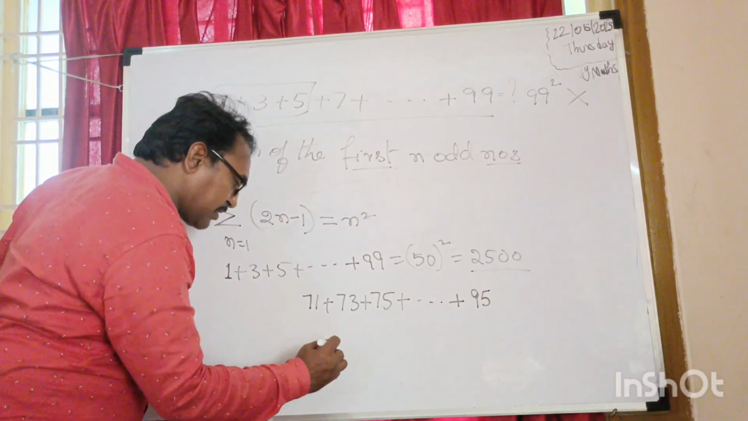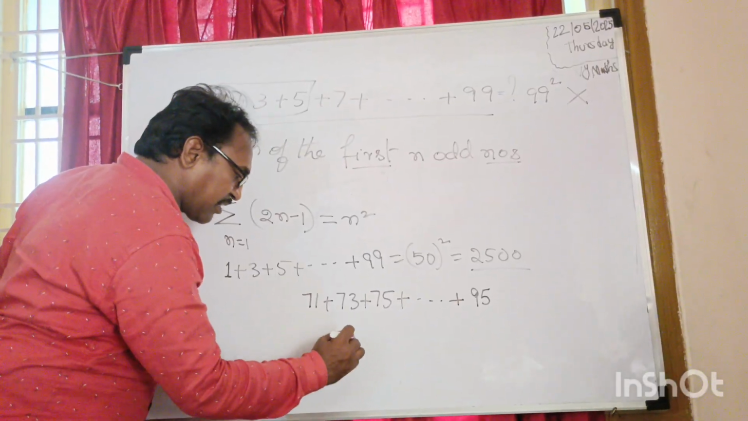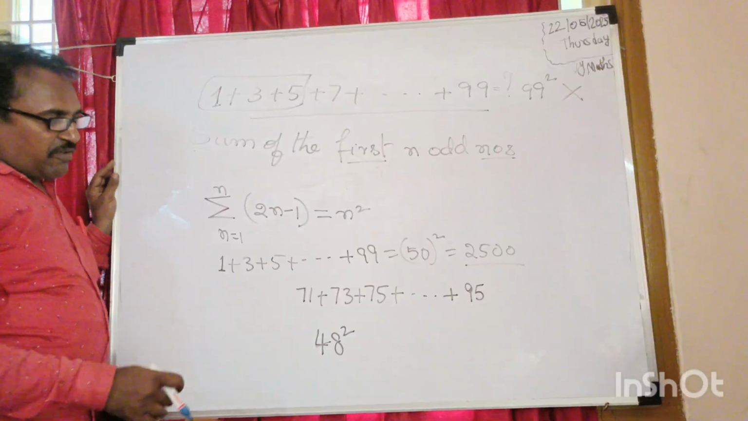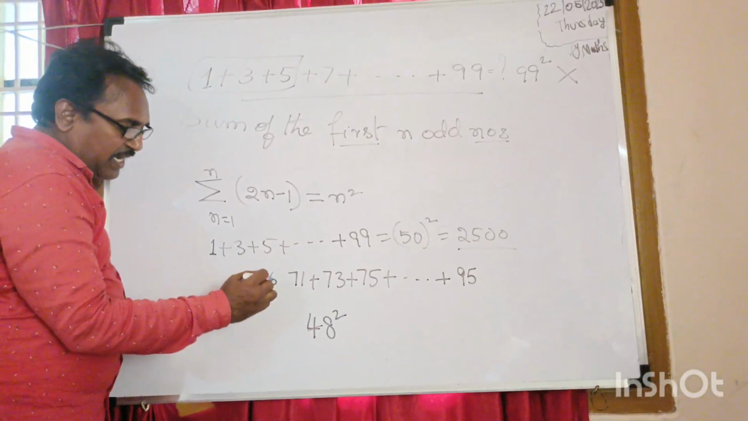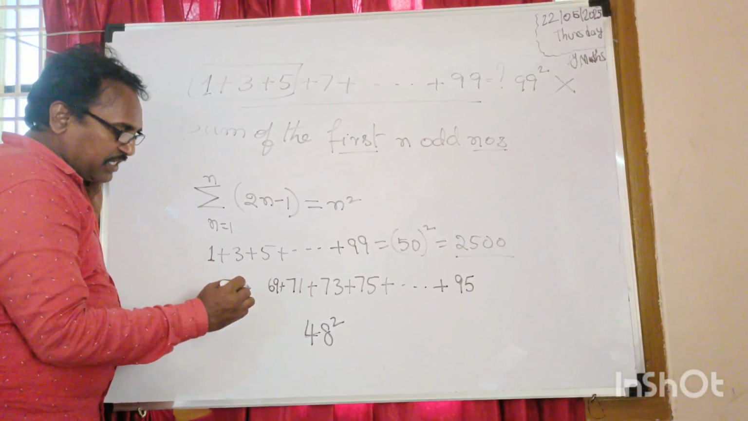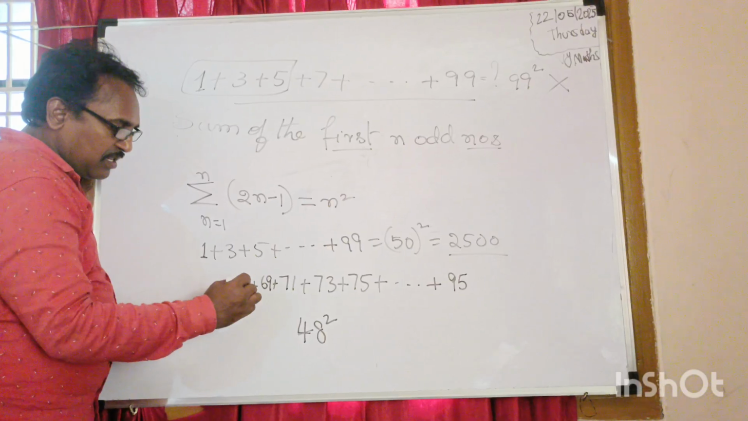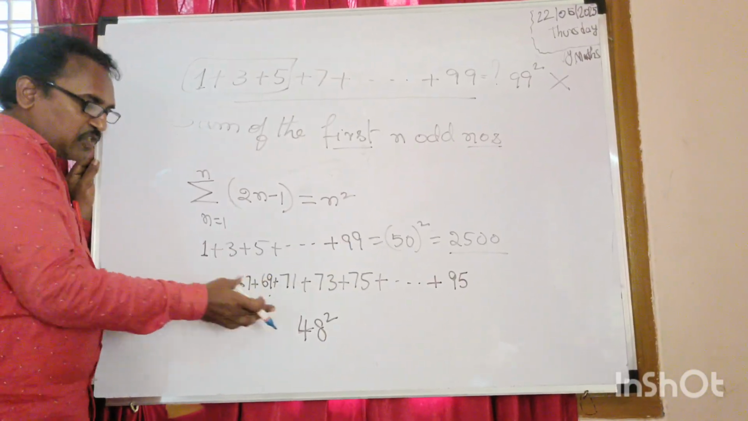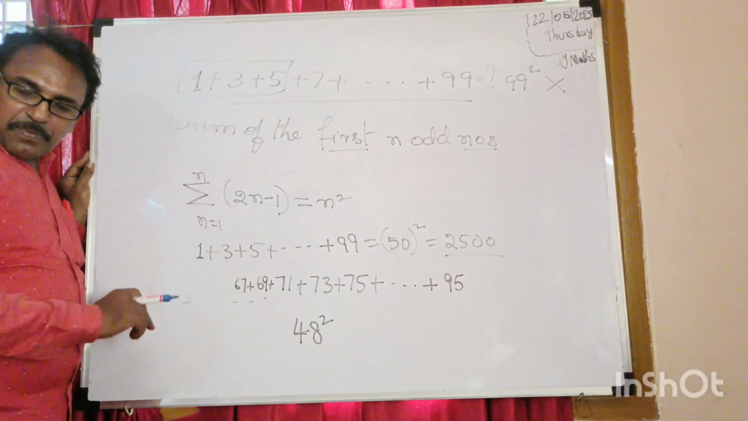So 48 odd numbers are there, hence we will get 48 square. 48 square is the sum up to here, 95. But what we need is up to 69. The odd numbers beyond 69 are not needed in this sum, but that sum is also included in this one. So we have to subtract that.